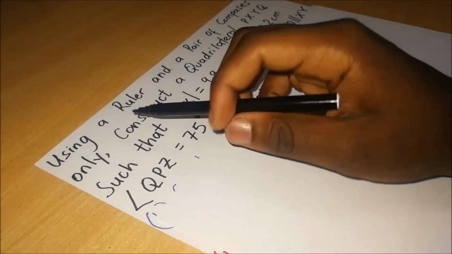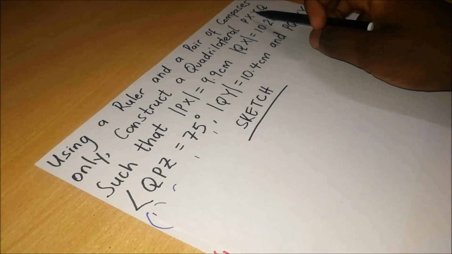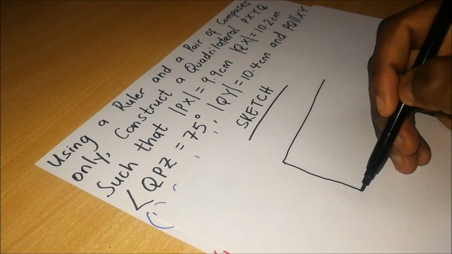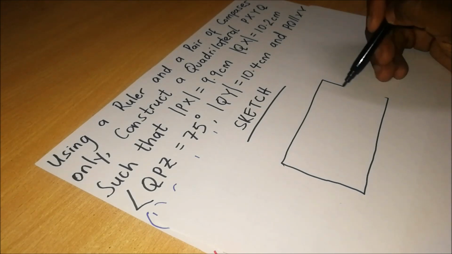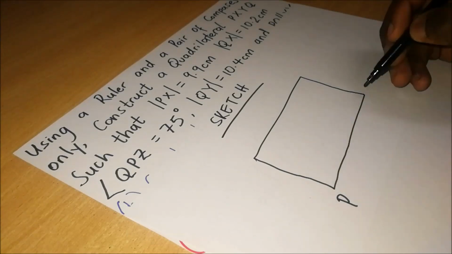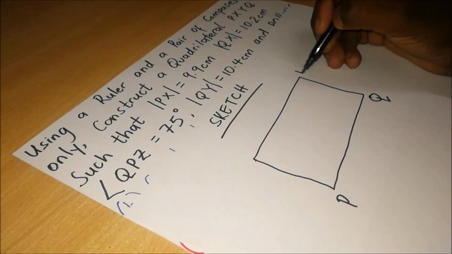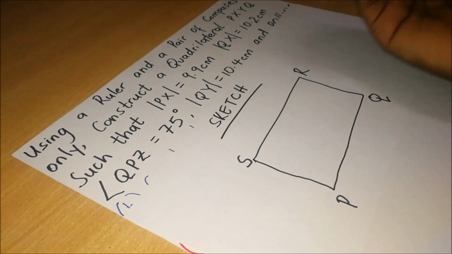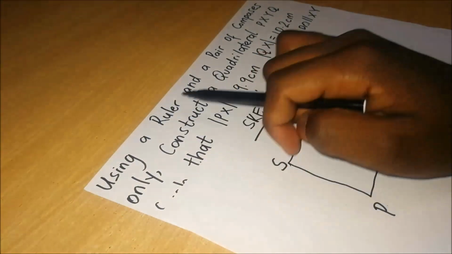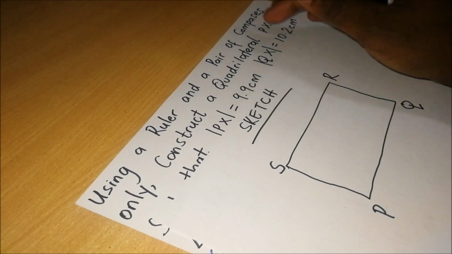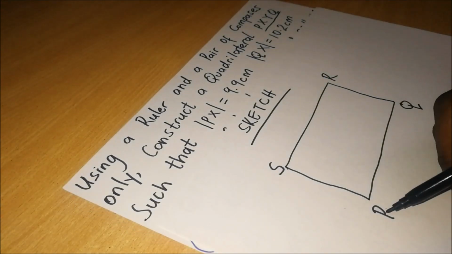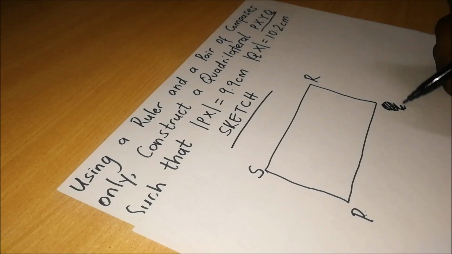So the question says construct a quadrilateral PXYQ. So it's a four-sided figure. When you're drawing your sketch, you don't worry so much about the shape. It's a sketch. As long as you know it's just a four-sided figure, that's it. So using a ruler and a pair of compasses only, construct a quadrilateral PXYQ. Yes, we follow that order.